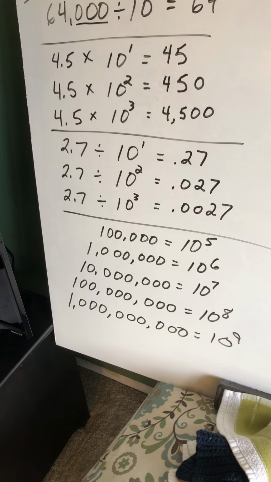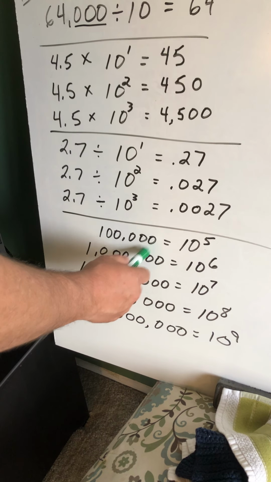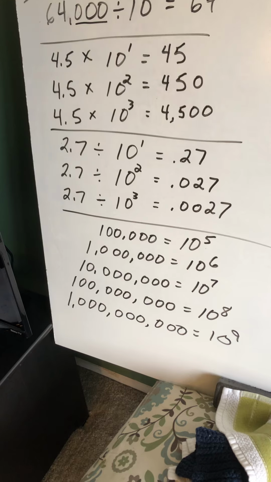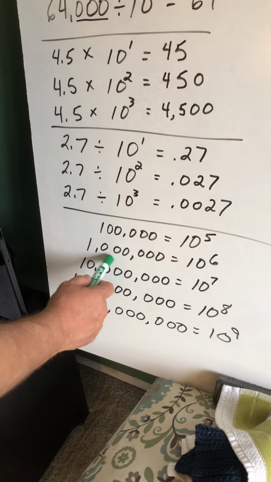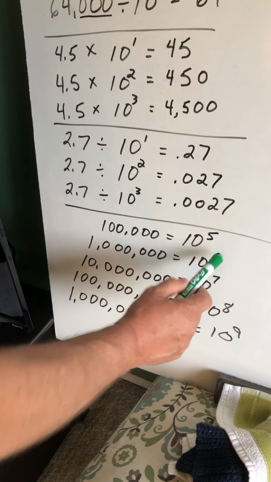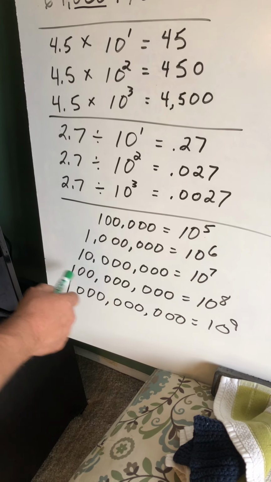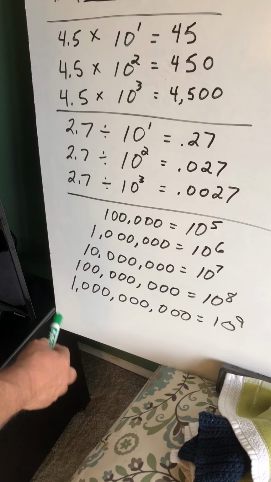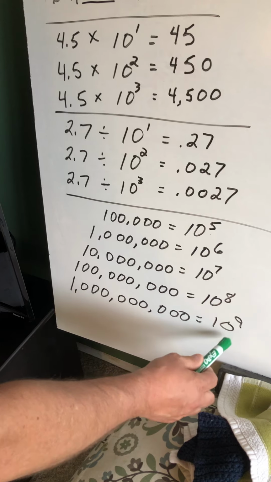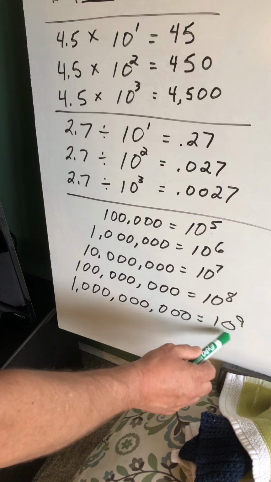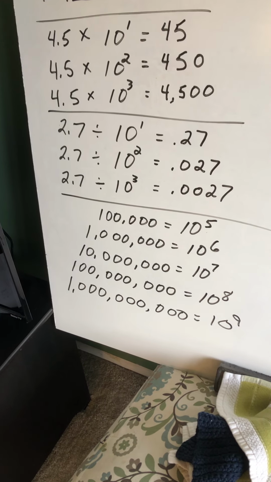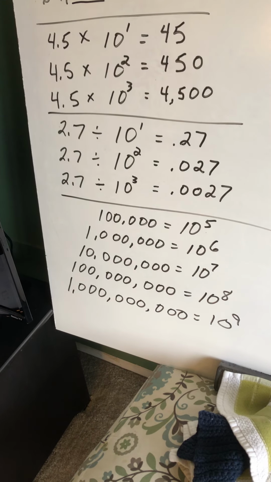And then the book just wanted me to show you this little pyramid. 100,000 equals 10 to the 5. Count those zeros, everybody, count those zeros. Look at 1 million, 6 zeros, 10 to the 6, and so on. So as you look at these, you can just see even 1 billion, 9 zeros, 10 to the 9, okay? So you can kind of see that pattern there.